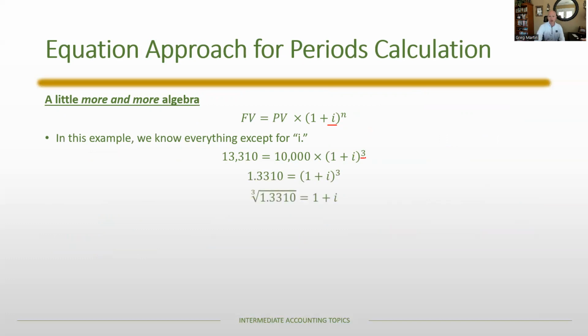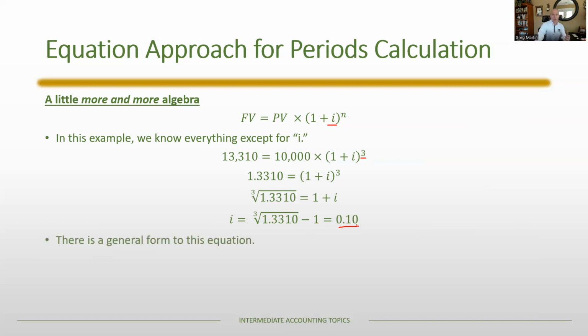So when I isolate things, I'm just dividing both sides by 10,000. And then from there, I take the cube root of both sides to isolate the I. Then I subtract 1. And if I take the cube root of 1.3310, I get 1.1. 1.1 minus 1 gives me 10%. So that is my periodic interest rate.